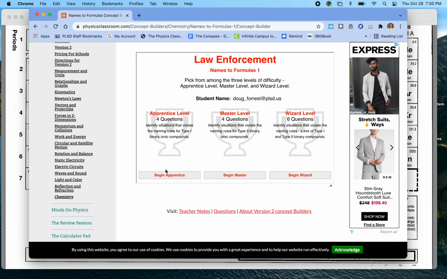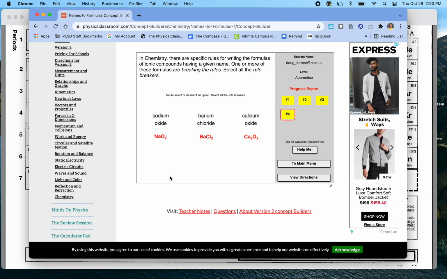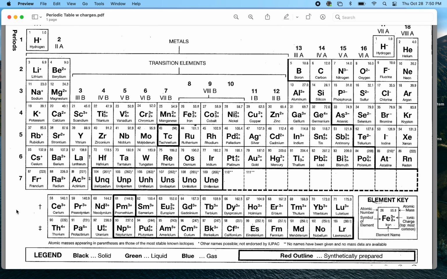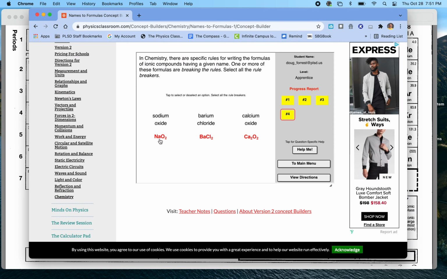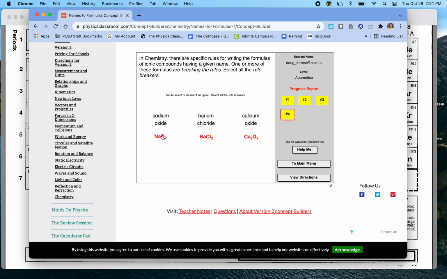All right, so let's go to the apprentice level. In chemistry, there are specific rules for writing the formulas of ionic compounds having a given name. One or more of these formulas is breaking the rules. Select all the rule breakers. So the question is this: sodium oxide, NaO2? When I go to the periodic table, I see Na has a charge of +1, O has a charge of -2. That means I need 2 sodium and 1 oxygen. So when I look at this, that's not what I have here. So that is a rule breaker. So I will click that.